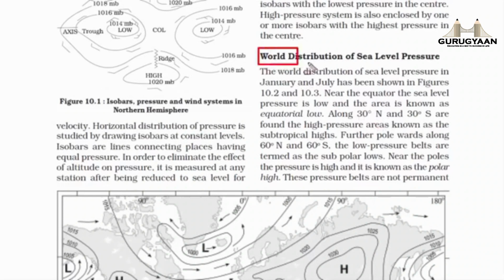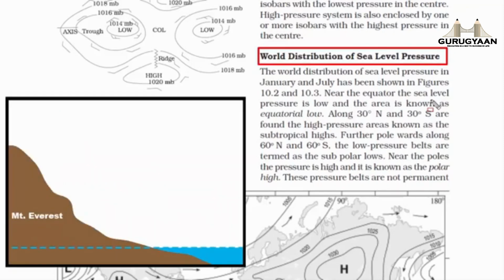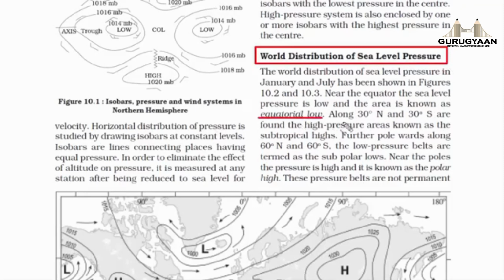Let's go to the next topic, world distribution of sea level pressure. So when you hear the word sea level, I'll just show it to you with an illustration. So sea level means the level of the sea surface. It is used in figuring out the height of geographical features such as hills and mountains, and it is used as a universal standard. So basically we use the sea level as a standard scale to determine the height of various physiographical structures. Now going forward, we are going to read about equatorial low, subtropical high and subpolar low.